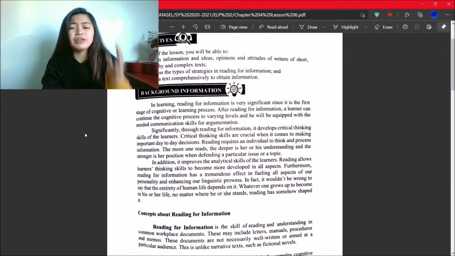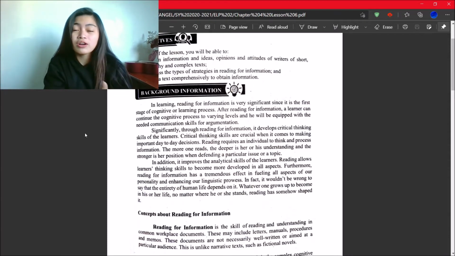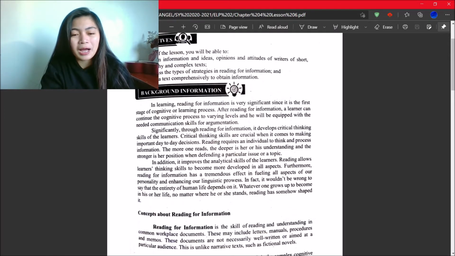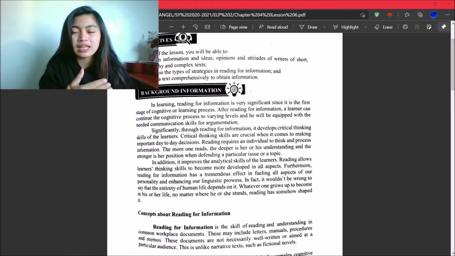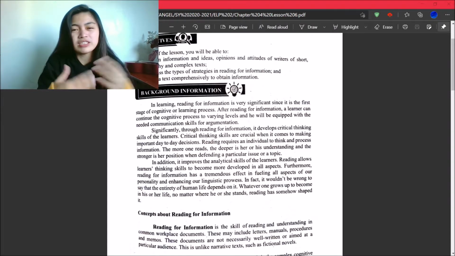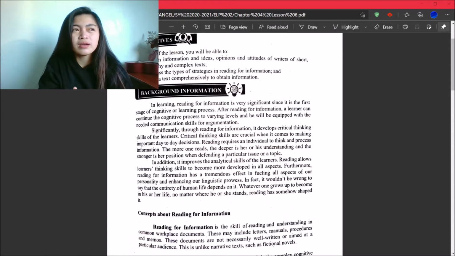So in learning, reading for information is very significant since it is the first stage of the cognitive or learning process. The first stage of the cognitive process kasi is our ability to comprehend. And ability for comprehension, ang tinutukoy doon is how you think of the topic, how you dissect it, and how it fits into a larger picture. So, without reading, you cannot comprehend din kasi.